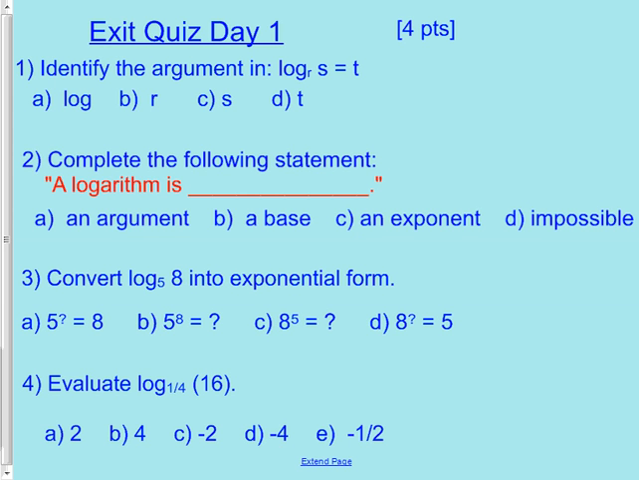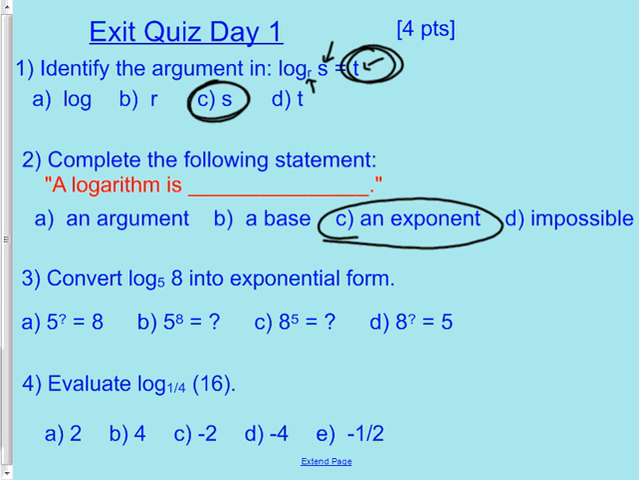I need to answer these quick because the hour is coming to an end. I hope you knew which one the argument was. Remember how that's the base? That S, that one's the argument. Easy to forget that. We could argue about why it's the argument. And then this last one is the exponent. The number at the end is the exponent. A logarithm is an exponent because see how it equals the exponent? A logarithm is an exponent.